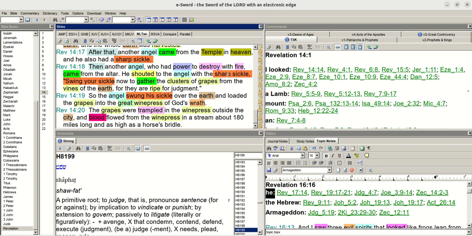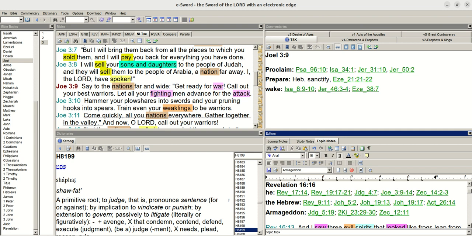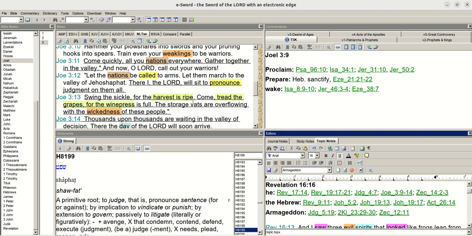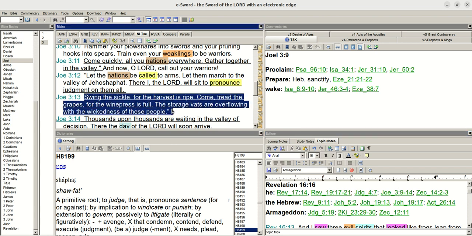He shouted, the angel with the sharp sickle, "Swing your sickle now, and gather the cluster of grapes from the vines of the earth, for they are ripe for judgment." So we can see that in Joel here, we have something in common. When we look at the entire story, we go back to Revelation 14, it's talking about the harvest. So when we look at Joel here, and we see the harvest is ripe, there's only one harvest of the earth.